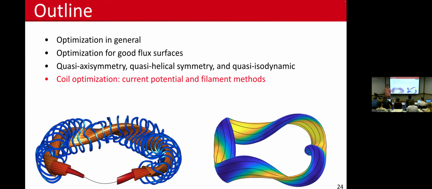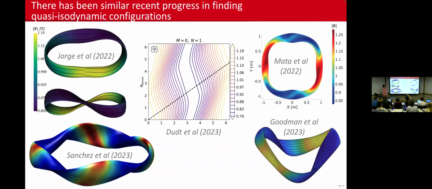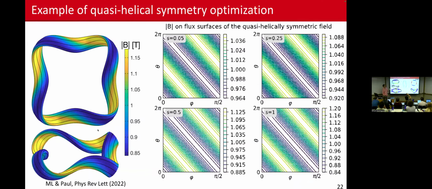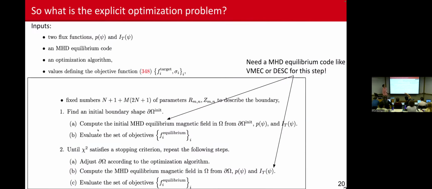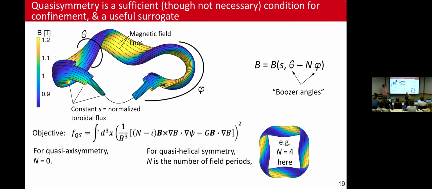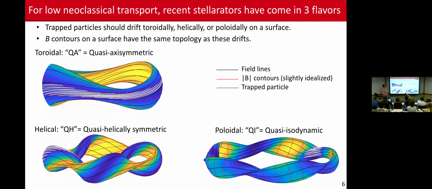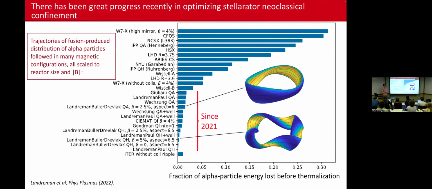Wait, if you just go back to that graph with all of the different papers and the designs that they had, it was quite a few slides before. Oh yeah. Wait, how are they doing better than ITER?